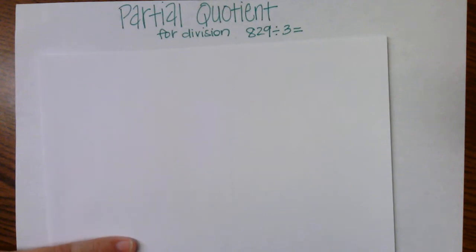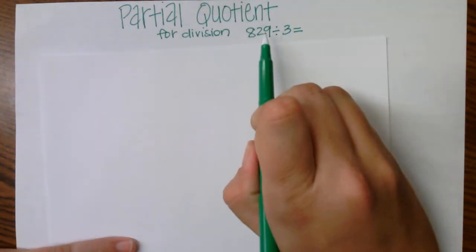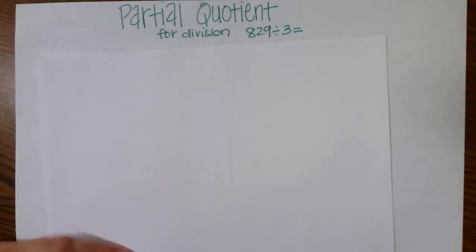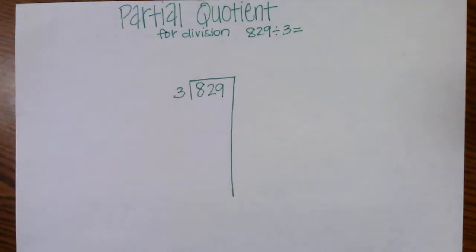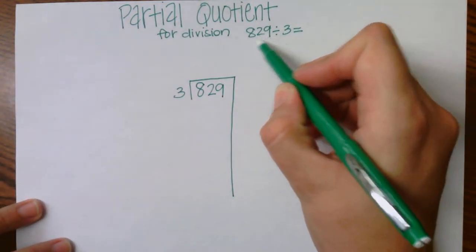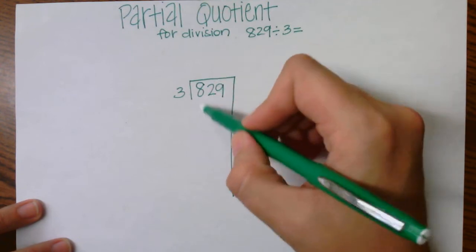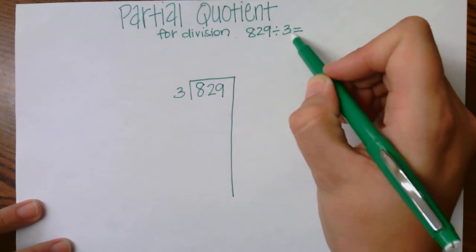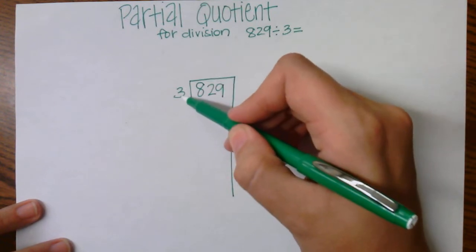So now I'm going to show you the partial quotient strategy to use for division. When you have a problem like 829 divided by 3, the first thing you want to do is set up your division problem like this. So you take your dividend, which is the number being divided, and put it underneath. We call it a big 7. You put your divisor, the number you're dividing by, on the outside of the 3.